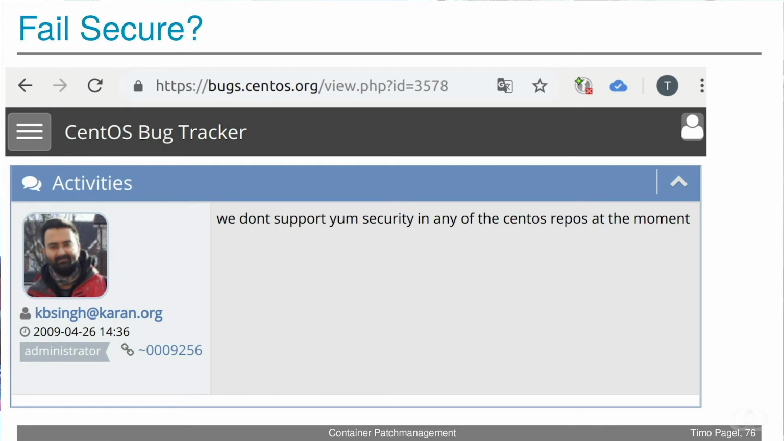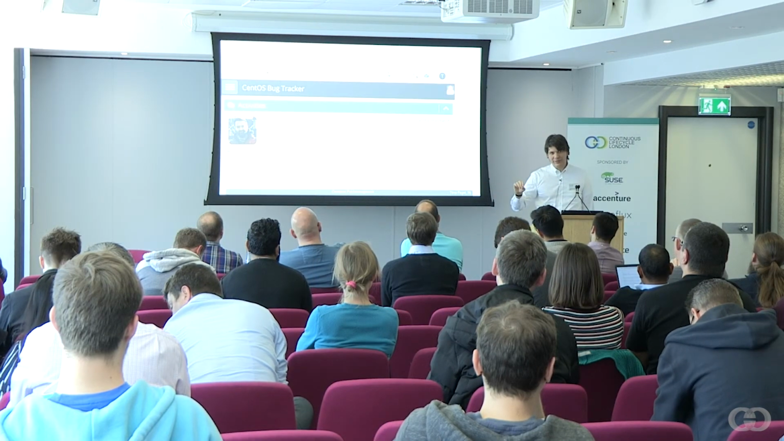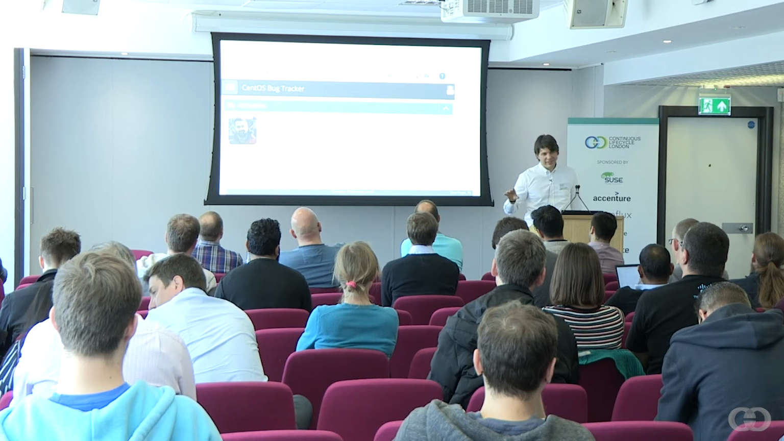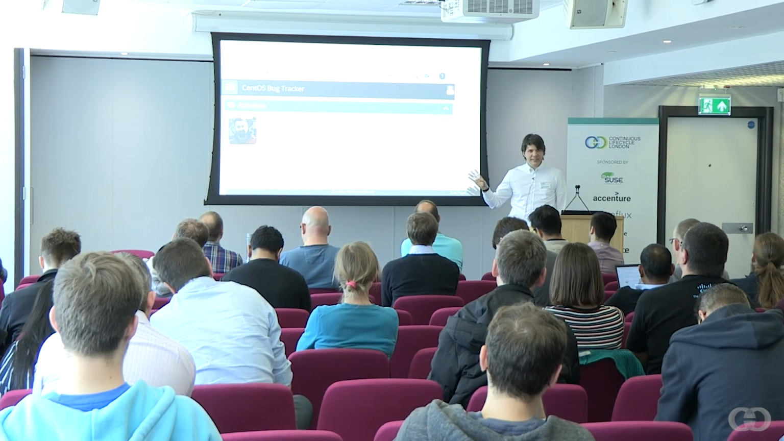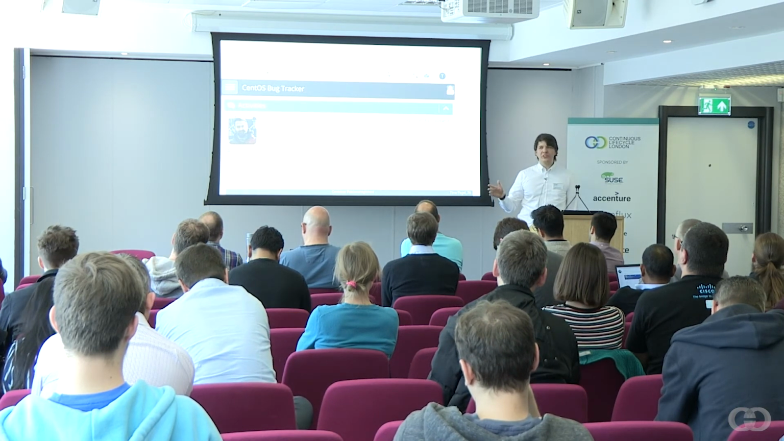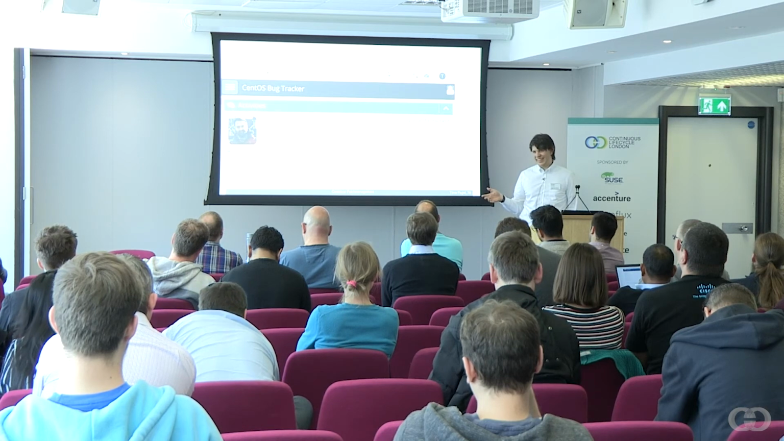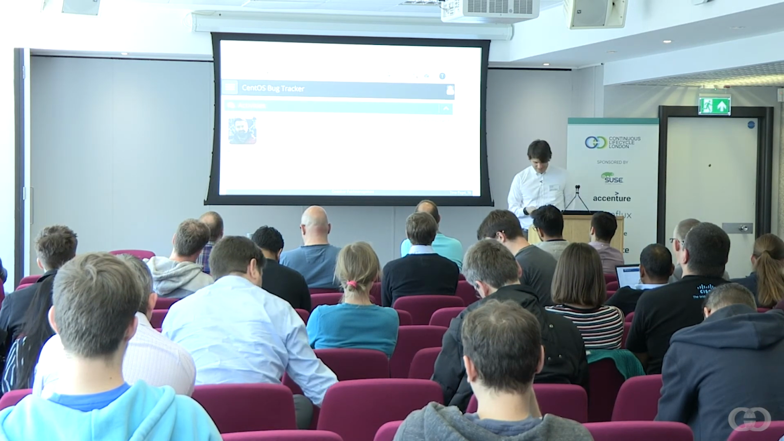So what actually happens? You should have some knowledge about security when you go out here. One pattern is fail secure. In case the updateinfo.xml is not there, I expect to get an error. But what actually happens is that yum assumes there is no vulnerability because there are no entries. That is so hard.